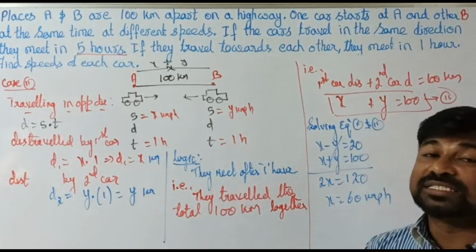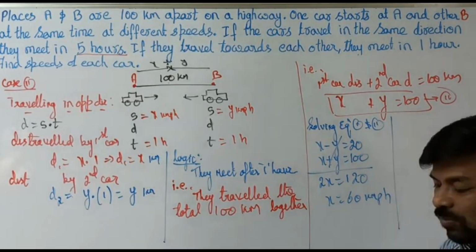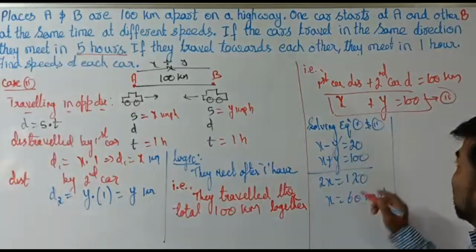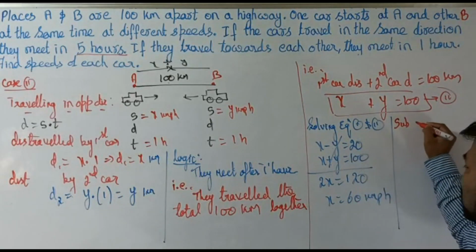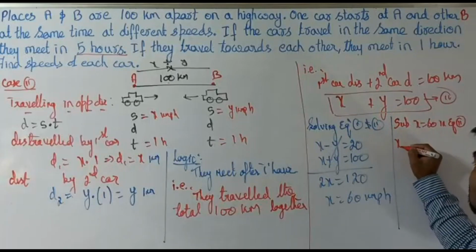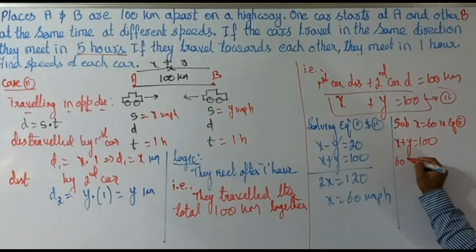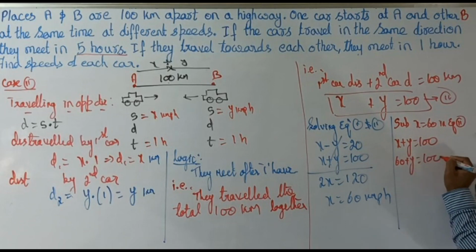What is x? The speed of the first car. Now we need to know the speed of the second car. Substituting x is equal to 60 in any equation, I like to go with equation 2. What does equation 2 say? x plus y equals 100. If you plug in, 60 plus y equals 100, y is equal to 40 kilometers per hour.